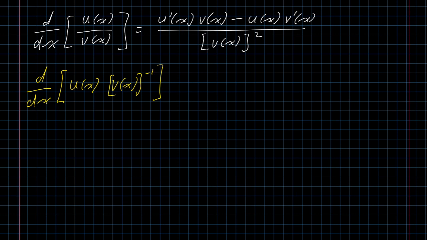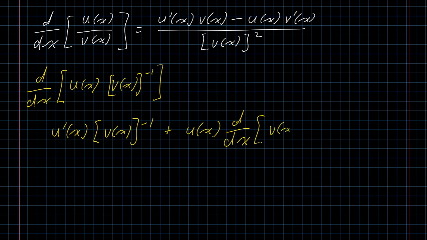So, using the product rule, I'm going to have u prime of x times v of x to the negative first power, plus u of x times the derivative of v of x to the negative first power. And I have to write it out like that because it's not v prime of x. I have to use the chain rule there.